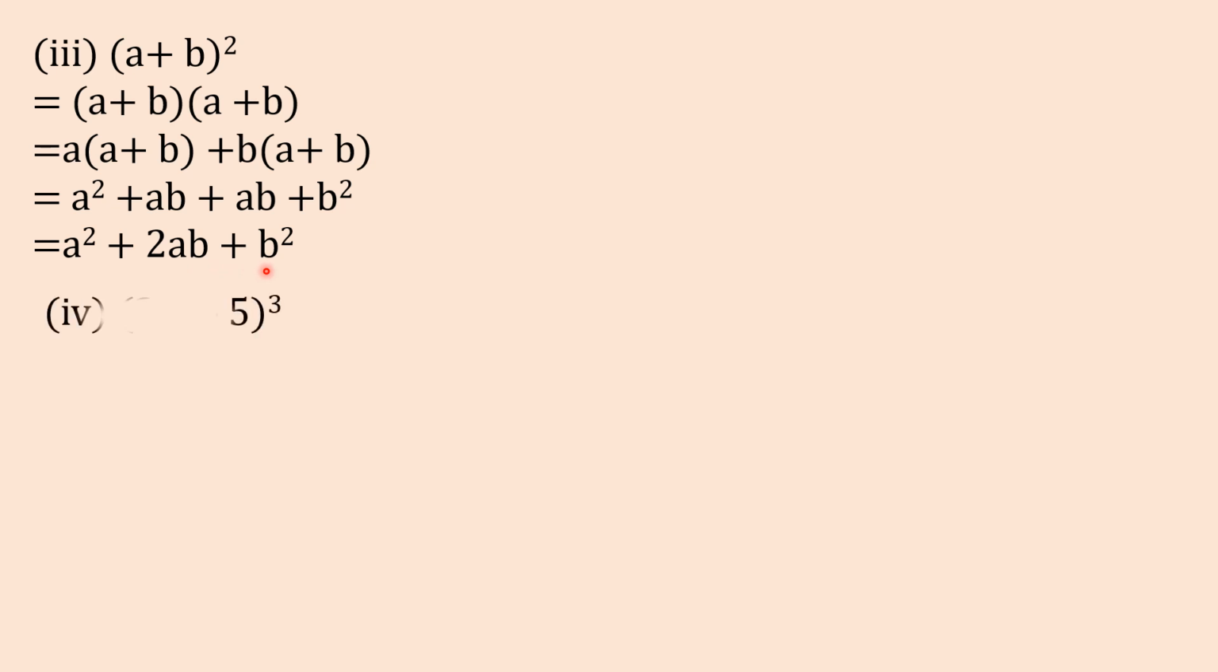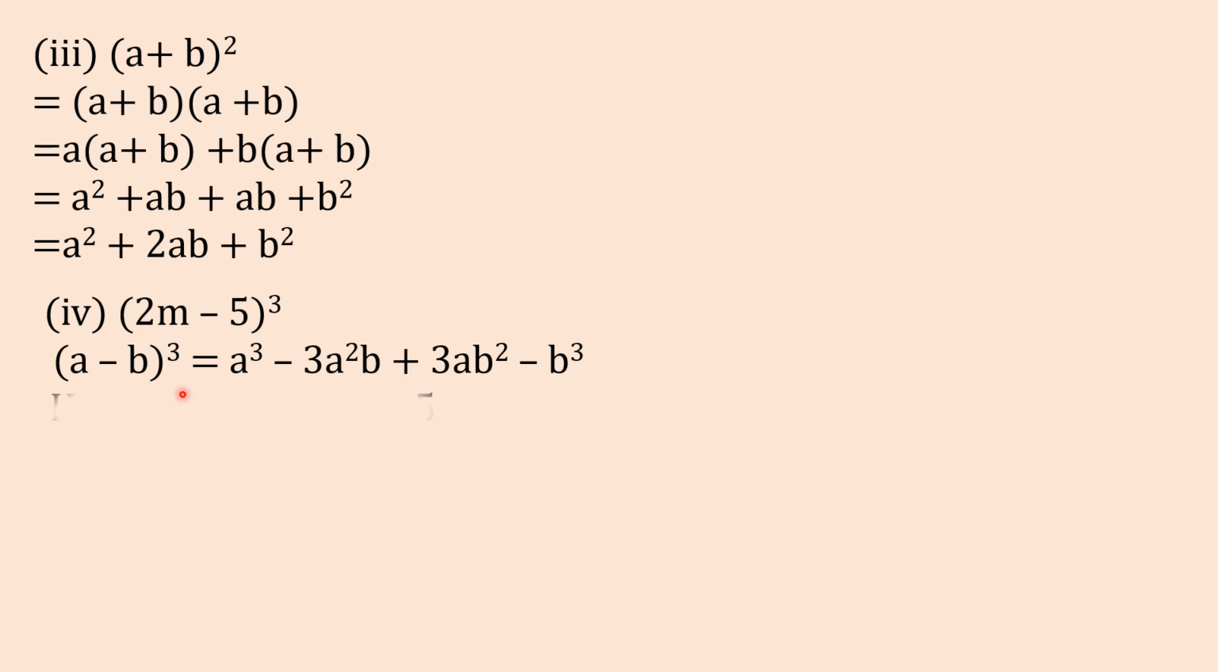Now students, let's move to our fourth one. 2m minus 5 the whole cube. Now students, here you have to use (a minus b) the whole cube. So the formula is a cube minus 3a square b plus 3ab square minus b cube. So here our a is 2m and b is 5. Now you'll not take a negative because already the formula is for negative. (a minus b) the whole cube. So here b will be 5.